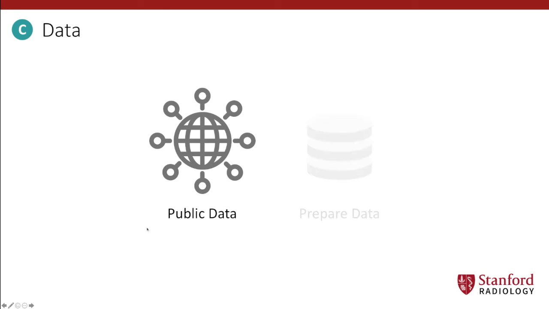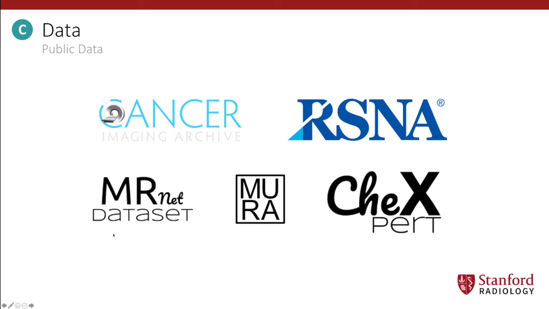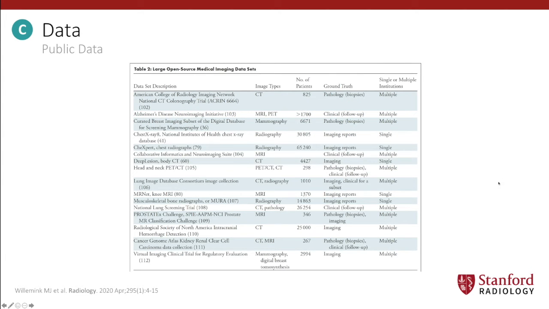There are 2 ways we can get data. We can either use publicly available data, or we can prepare or curate our own data. Depending on the question that you have, you can download data that's already publicly available. Some examples are the Cancer Imaging Archive, RSNA Kaggle challenges, and Stanford also has some data sets available. If this is in line with your question, then you can just use this. And there are actually way more large open source medical imaging data libraries. This is a list of some of them.